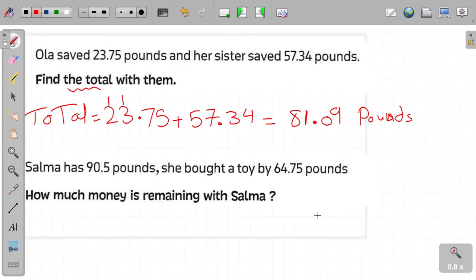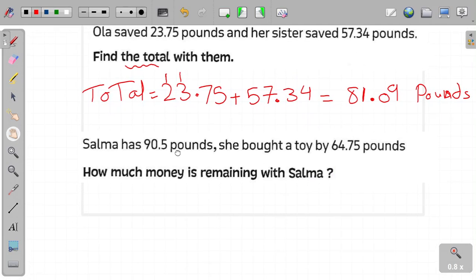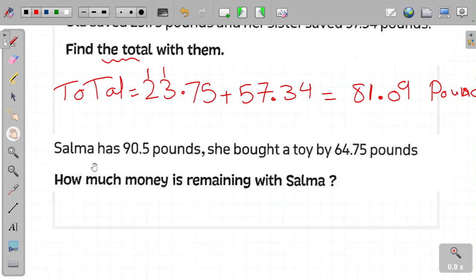Next, I have Salma has 90.5 pounds and she bought a toy for 64.75 pounds. How much money is remaining with Salma? So if I wanted to find the money remaining with Salma, I will subtract what she has first minus what she paid for the toy.